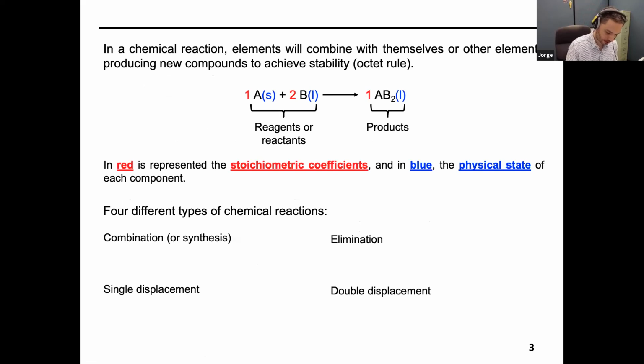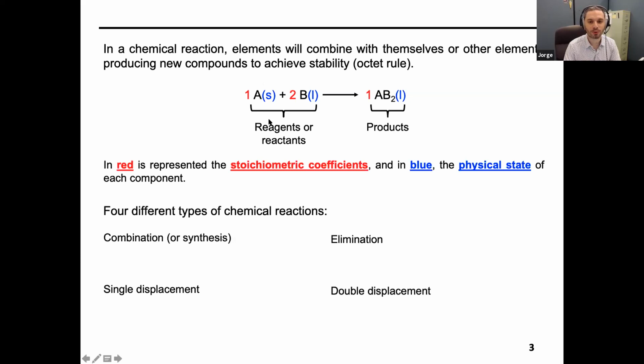Okay, so let's start talking about chemical reactions in general. In a chemical reaction, elements will combine with themselves or other elements producing new compounds to achieve stability. So chemical reactions are driven by stability. Any element or compound will combine to form a more stable product. That's the goal in any chemical reaction.